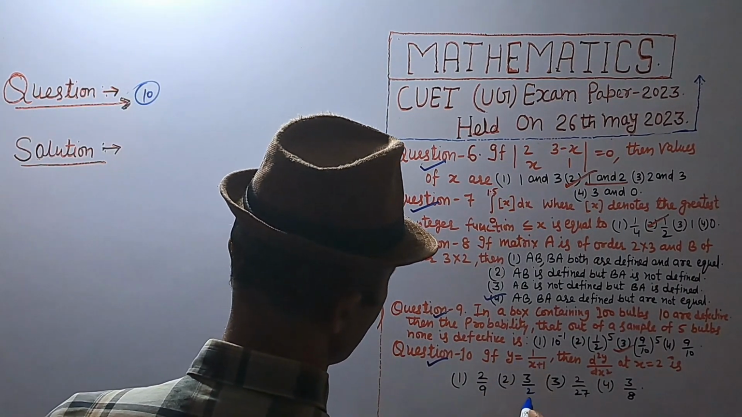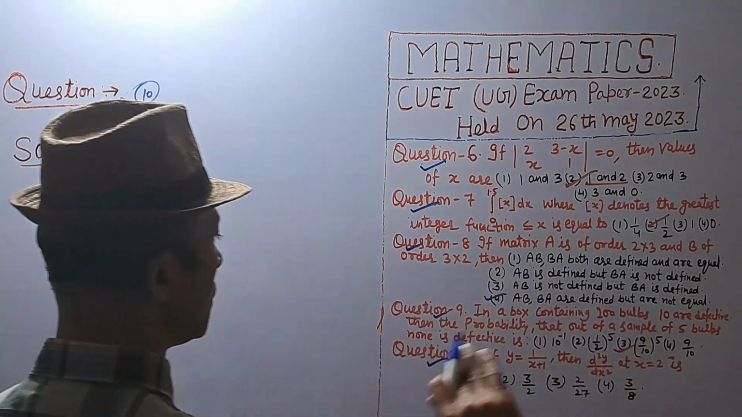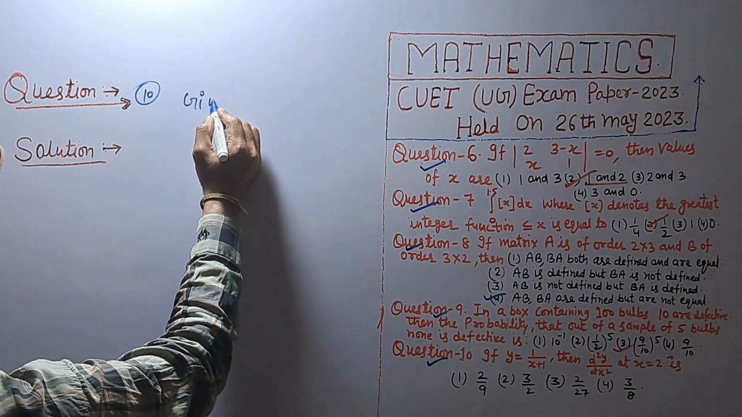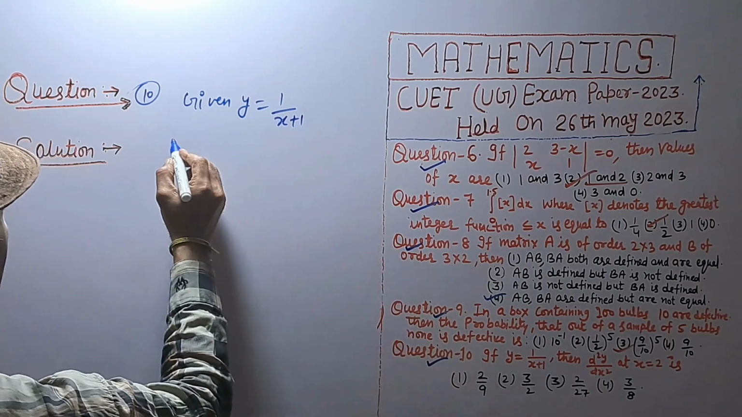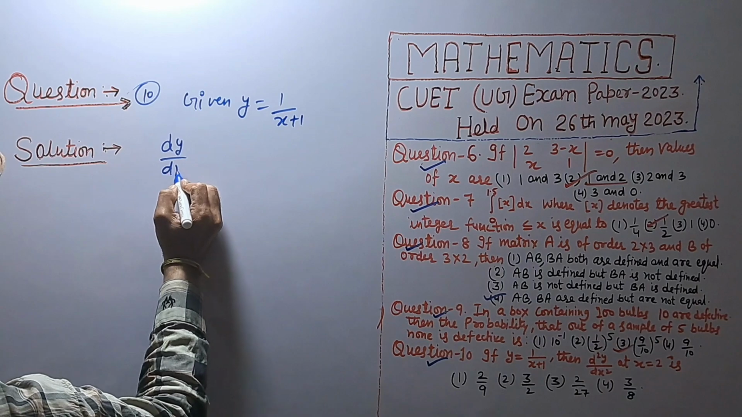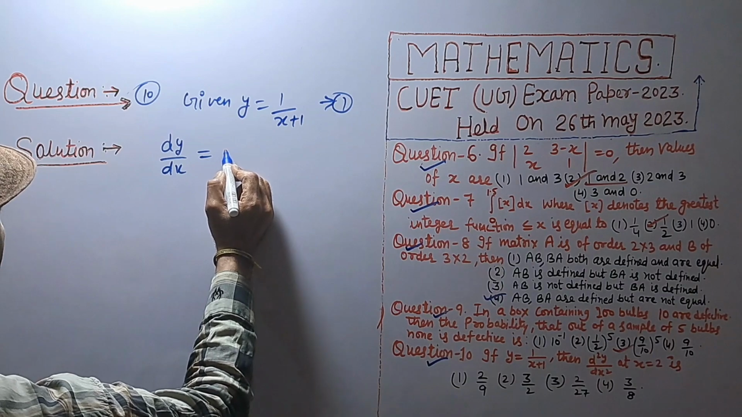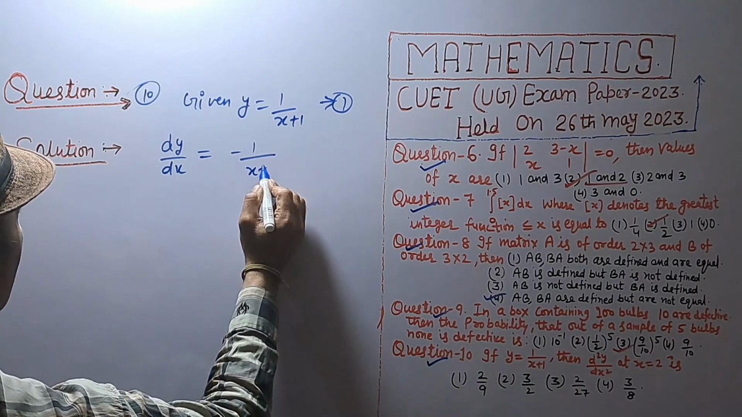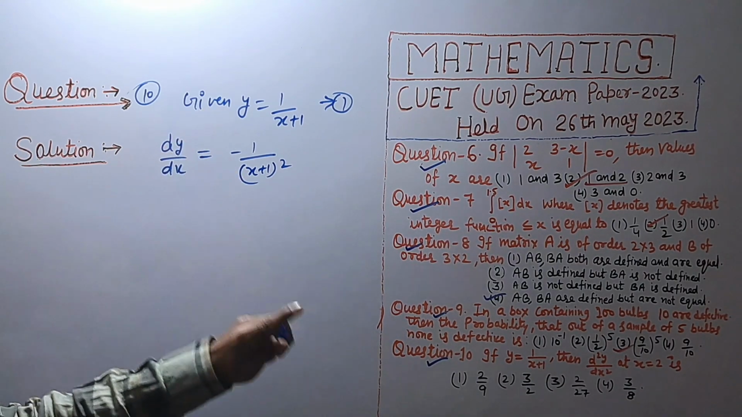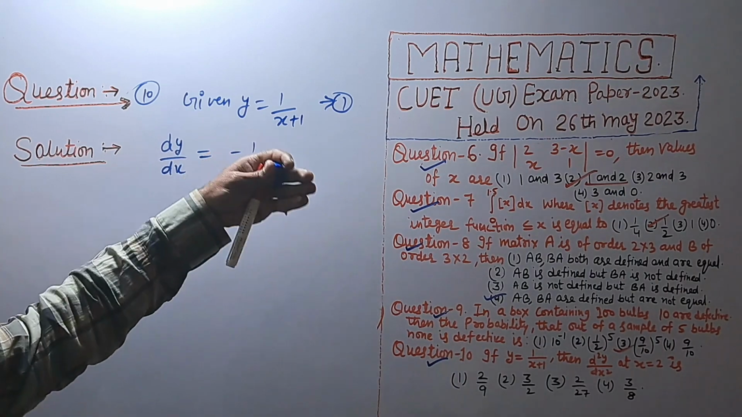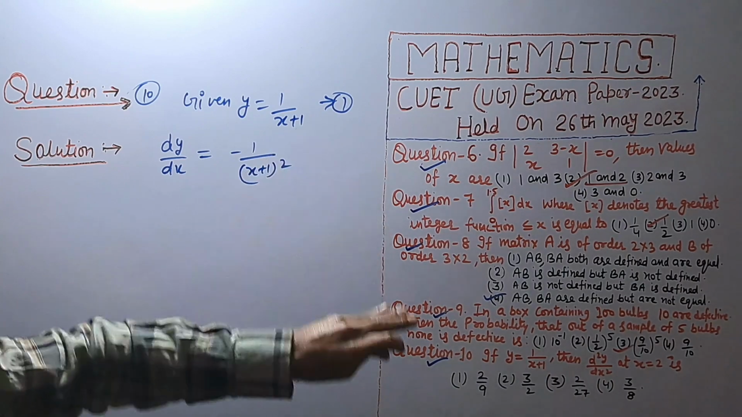Question number 10. If y is equal to 1 upon x plus 1, then d square y upon dx square at x is equal to 2 is given. y is equal to 1 upon x plus 1, and differentiating first with respect to x, that is minus 1 upon x plus 1 raised to power 2. As we know that differentiation of 1 upon x is equal to minus 1 upon x square.